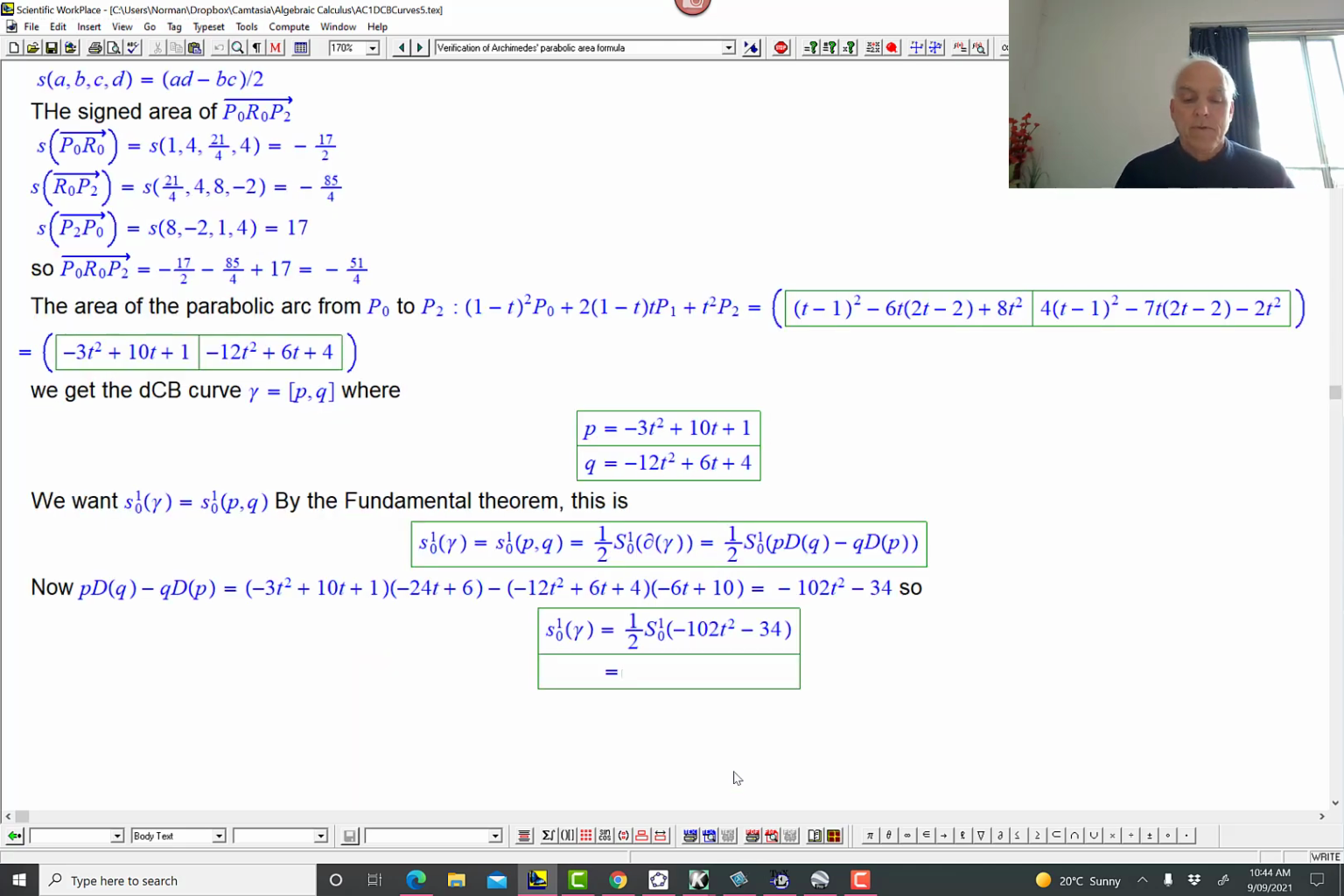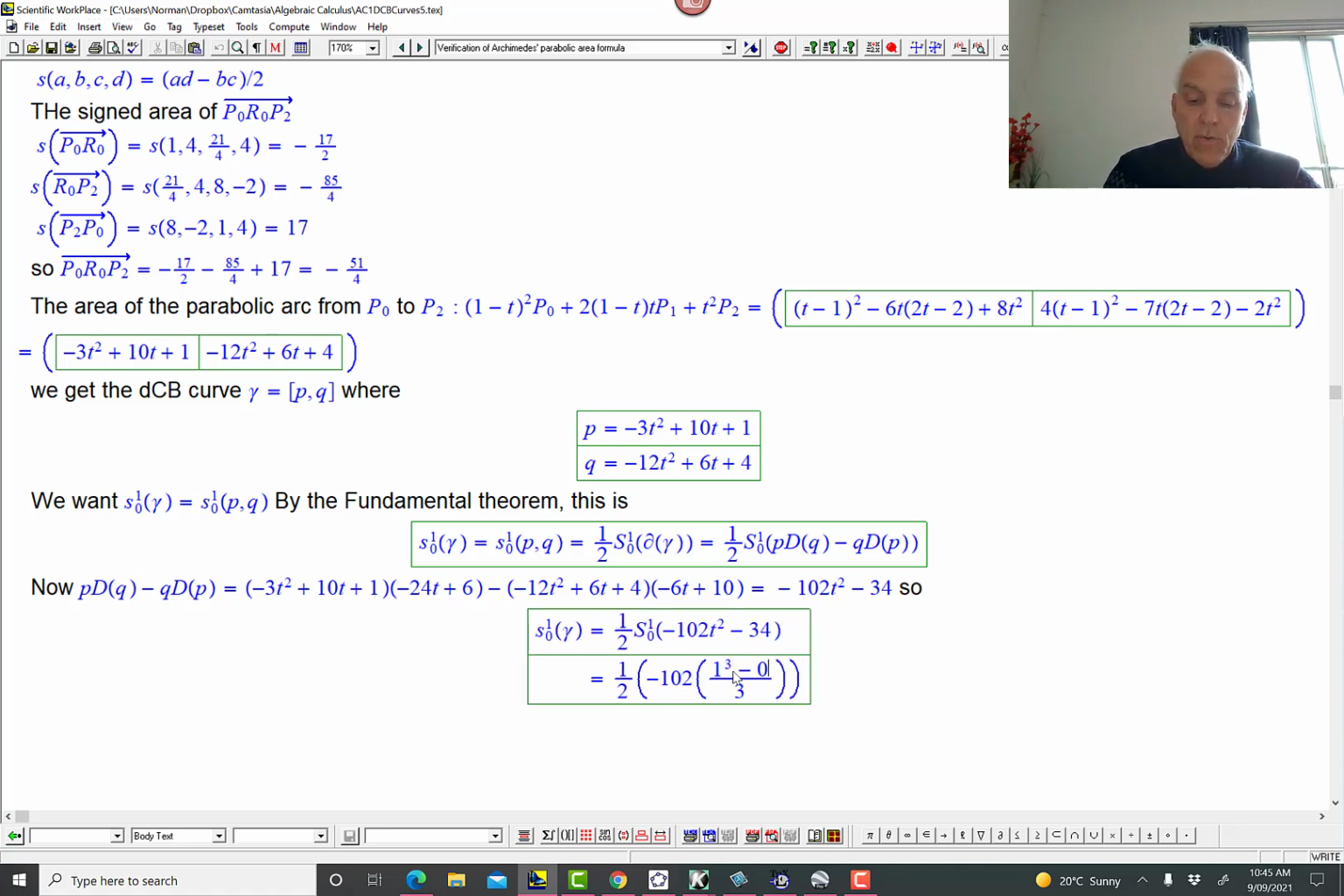Okay, so what is that? This is 1/2. And this is the Faulhaber integral, so it's the linear extension, so we have to multiply by minus 102. And what's the integral of t squared? Well, it's t cubed over 3. So we evaluate t cubed over 3 from 0 to 1, so we have 1 cubed minus 0 cubed. That's the Faulhaber integral of this first term here.